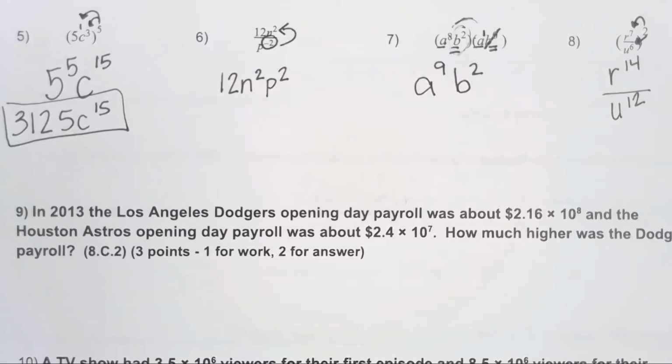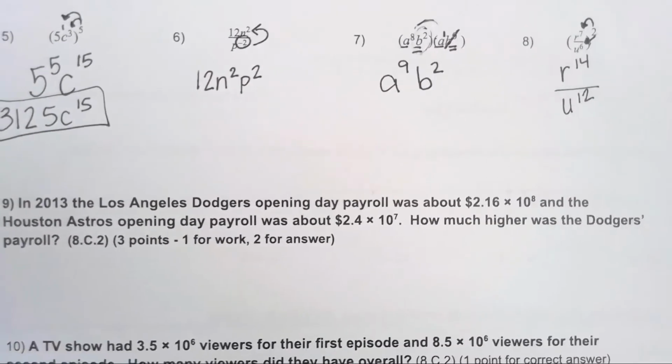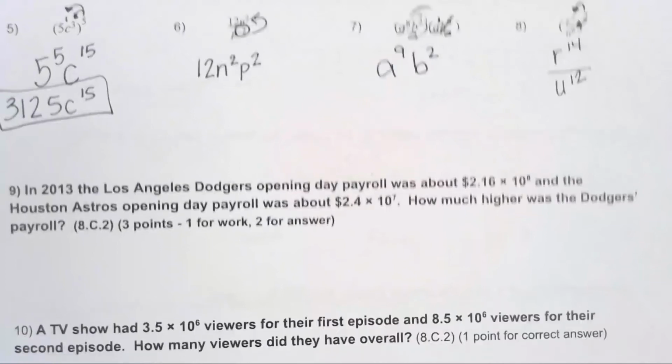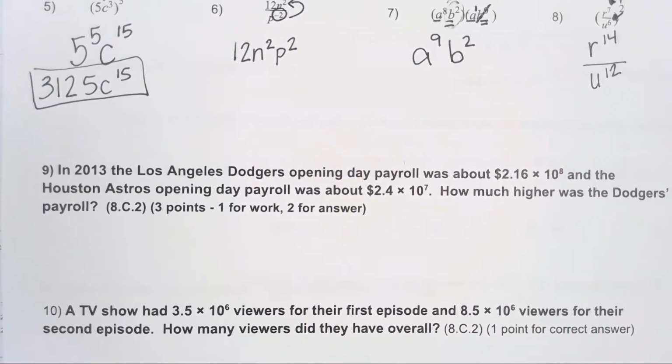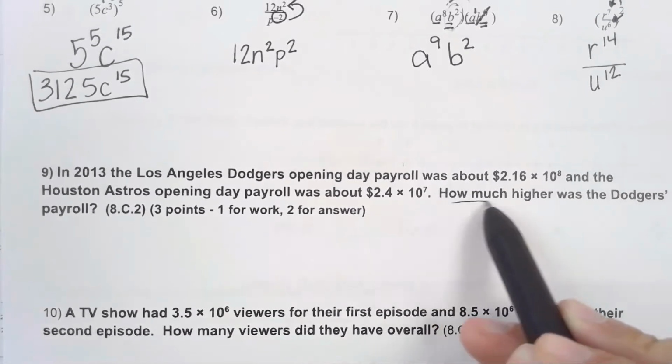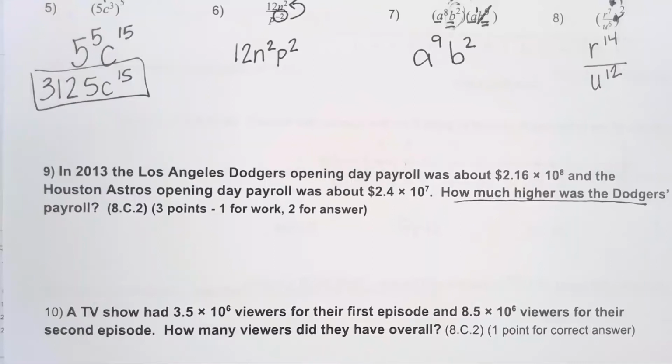All right, moving on to the word problem. So number 9, in 2013, the Los Angeles Dodgers opening day payroll was about 2.16 times 10 to the 8th, and the Houston Astros opening day payroll was about 2.4 times 10 to the 7th. How much higher was the Dodgers payroll? So first thing we need to do is figure out what operation we're doing. Since we're trying to figure out how much higher the Dodgers payroll is compared to the Houston Astros, that means that we are subtracting.